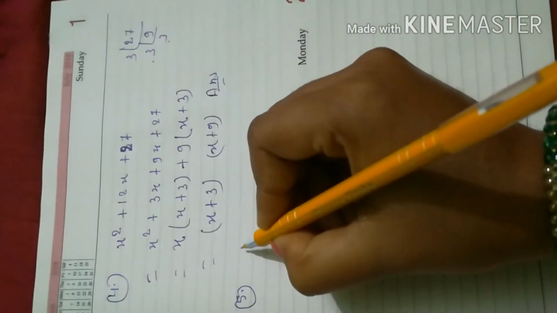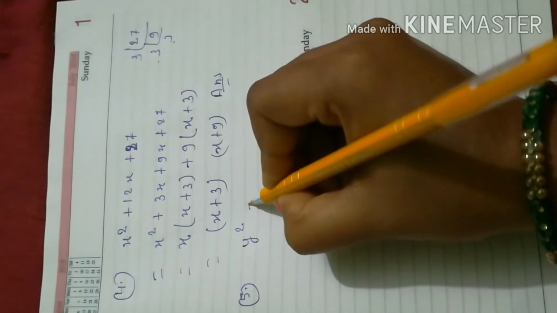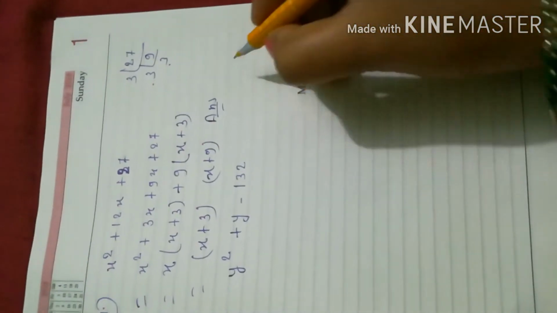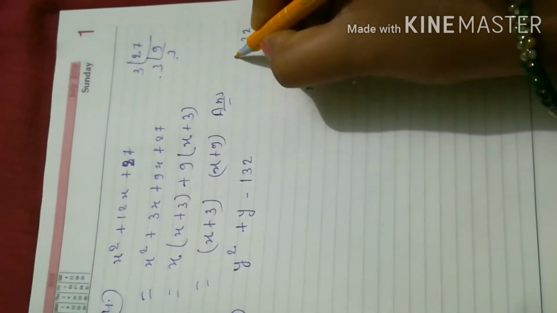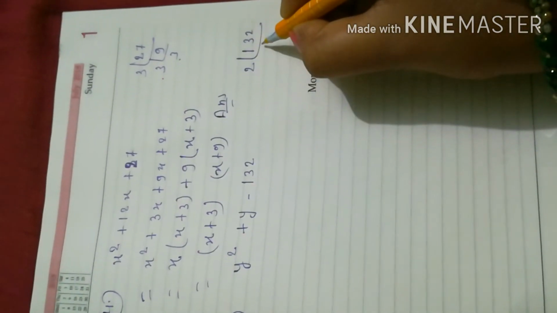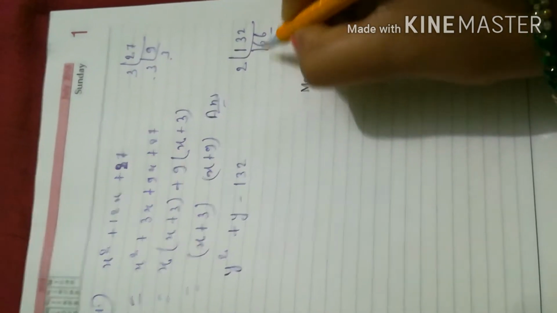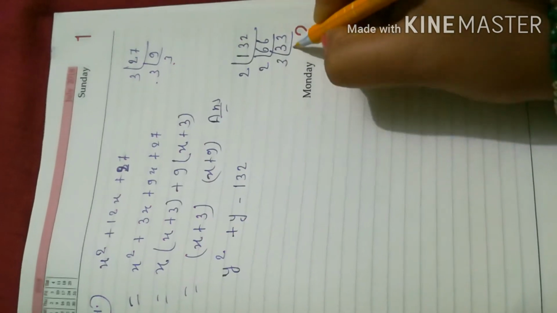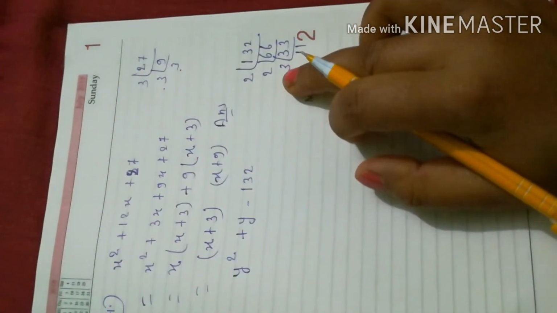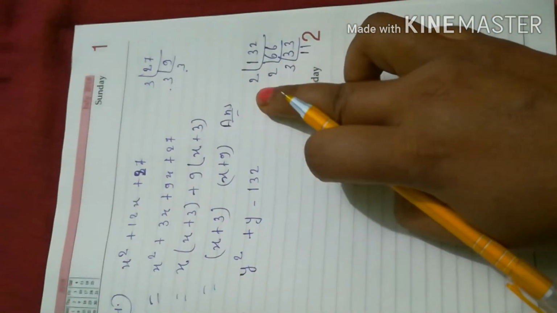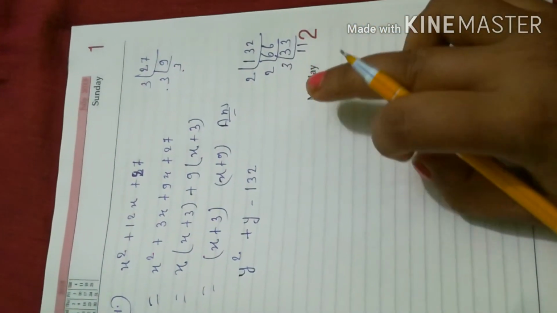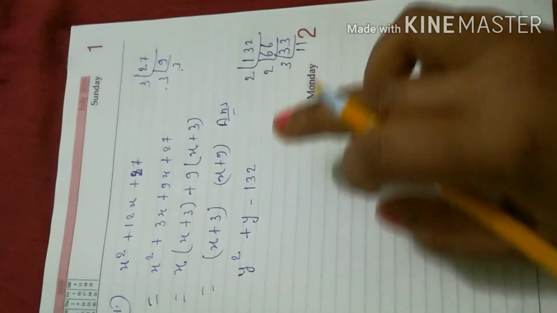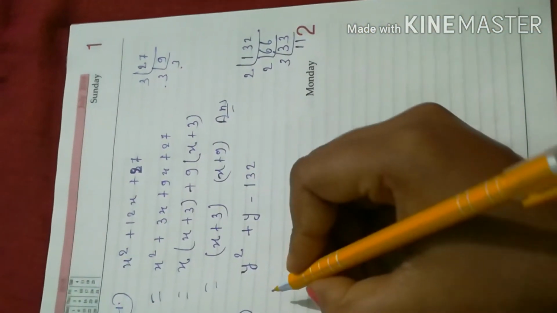Our question number 5 is y square plus y minus 132. Here you can see 2 6s are 12, 2 3s are 6, 3 2s are 6, 6 2s are 12. 12 plus minus 11 equals, we will get y. And if you multiply 12 into 11, then you will get 132.